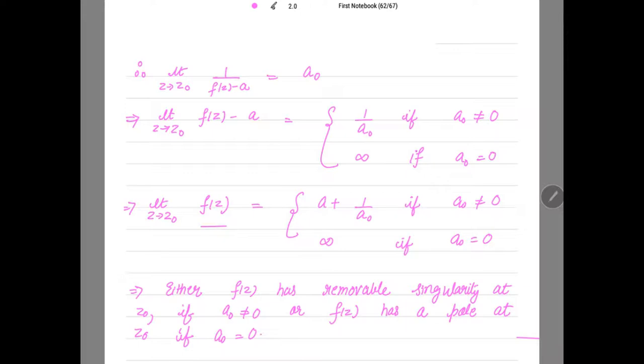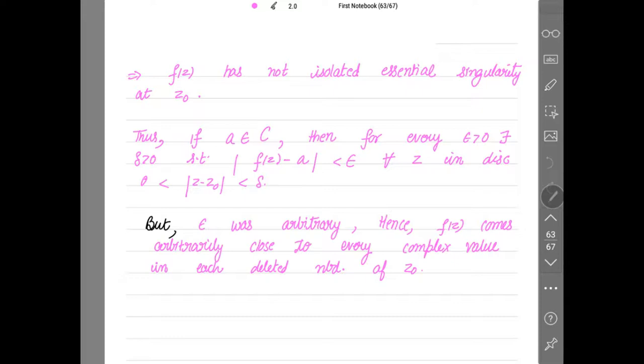But here they are saying f(z) has a removable singularity or a pole at z equal to z naught. So therefore f(z) has not an isolated essential singularity at z naught. Thus, that means our contradiction is wrong. So if a belongs to the complex numbers, then for every epsilon positive, there exists delta positive such that mod f(z) minus a must be less than epsilon for all z in the disk mod z minus z naught less than delta.